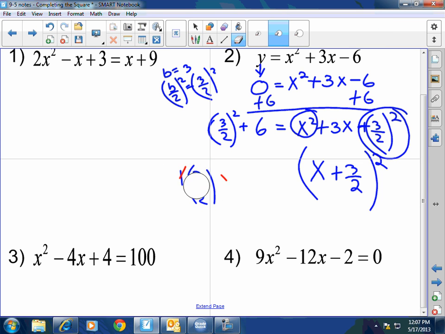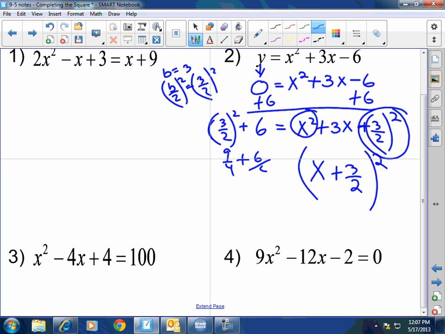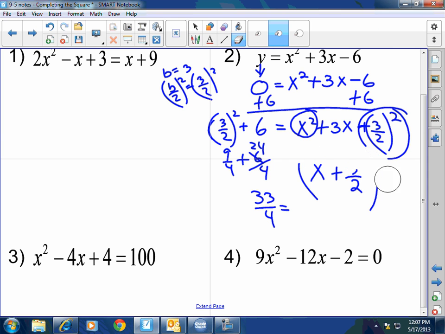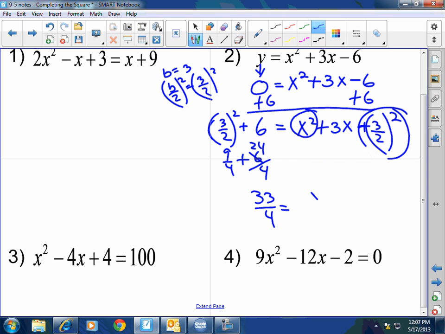Is everyone with me so far? Okay, 3 halves squared is 9 fourths, plus 6, that goes to 4, that's 24. So I've got 33 fourths equals 3 halves squared. Is everyone with me? I'm going to bring it over here so we can see it nice and clearly.